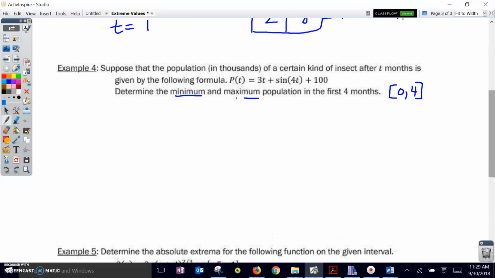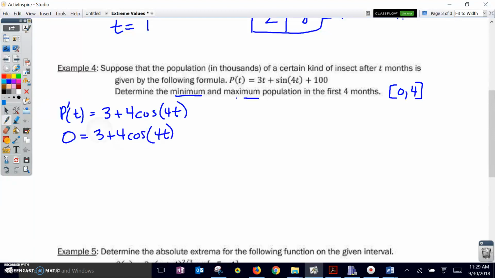And so we're now going to find our critical points. So we're going to take the derivative of our function. The derivative of P of t is 3 plus 4 cosine of 4t. And we want to figure out when that's equal to 0. I'm going to go ahead and solve this equation using my calculator.